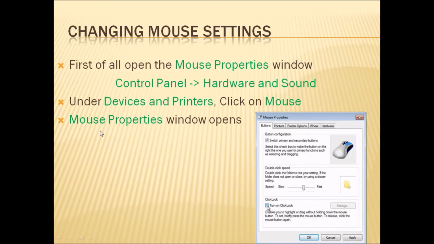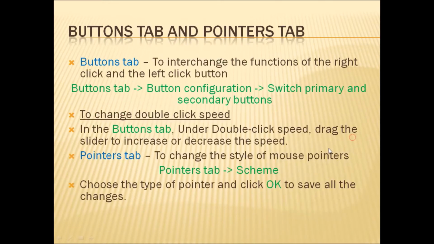Mouse properties window opens. See, this is the picture of the mouse properties window. What should we do there? Now we will see here. Under the Buttons tab and Pointers tab we are going to work. What should we do with the Buttons tab? See, to interchange the functions of the right click and the left click button. The Buttons tab is used to interchange the functions of the right click and left click button.